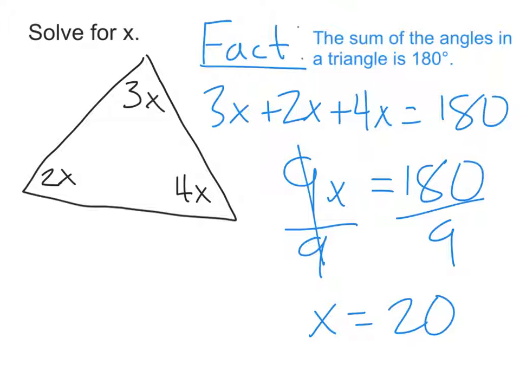Actually, we don't need the degrees, huh? X equals 20, but if we wanted to figure out the degrees, then let's see. This would be like 60 degrees here, right? 40 degrees and 80 degrees. 60, 40, and 80 make 180, so this is our answer.